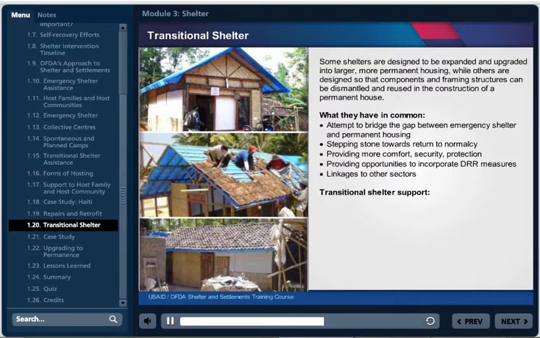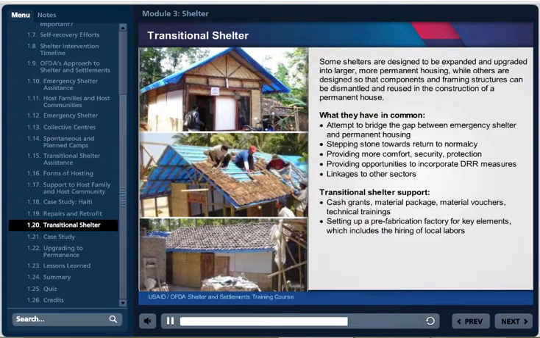Transitional shelter support can come in the form of cash grants, material packages, material vouchers, technical trainings, or all of the above. It can also include setting up a prefabrication factory for key elements, which includes the hiring of local laborers, or it can be a combination of the above.